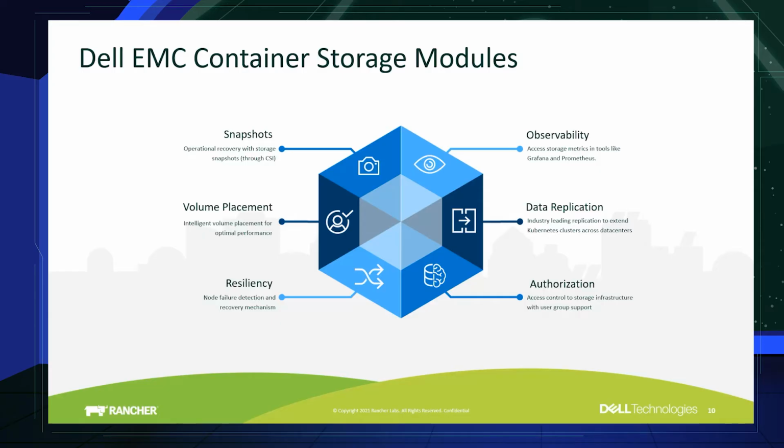CSM contains a number of modules. Snapshots: operational recovery and instant, efficient storage array-based snapshots through CSI. Volume placement: intelligent volume placement for optimal performance, resiliency, and a node failure detection and recovery mechanism. Observability: access storage metrics in tools like Grafana and Prometheus. Data replication: industry-leading array-based replication to extend Kubernetes clusters across multiple data centers. And authorization: access control and role-based access to storage infrastructure with user group support.